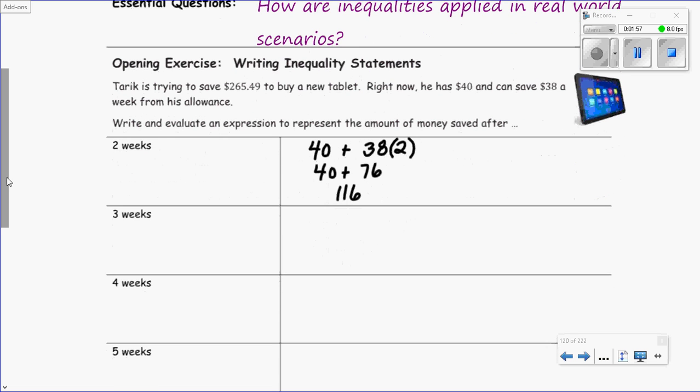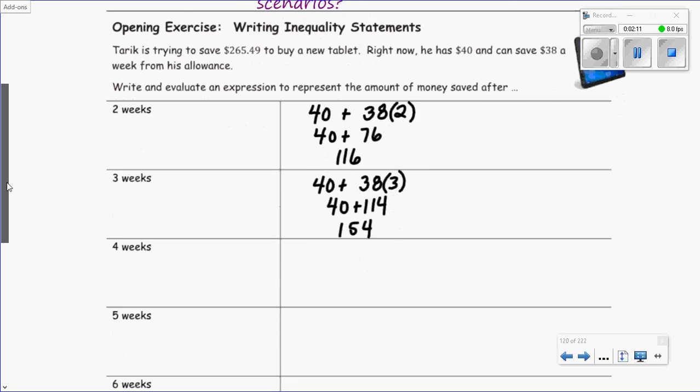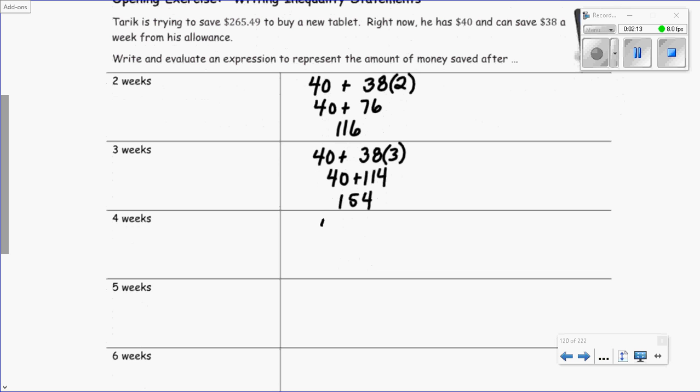Let's go ahead and try for 3 weeks. Okay, $38 for 3 weeks plus that $40 that he already had. That would be 40 plus 114, and that's only 154. We're looking for 265.49. Based on these whole numbers, we're not going to see exactly that, so let's see what happens as we continue. You can pause this if it's going too fast, but really what we're doing is we're just plugging in the weeks, multiplying by 38, and then adding the $40 that he started with.